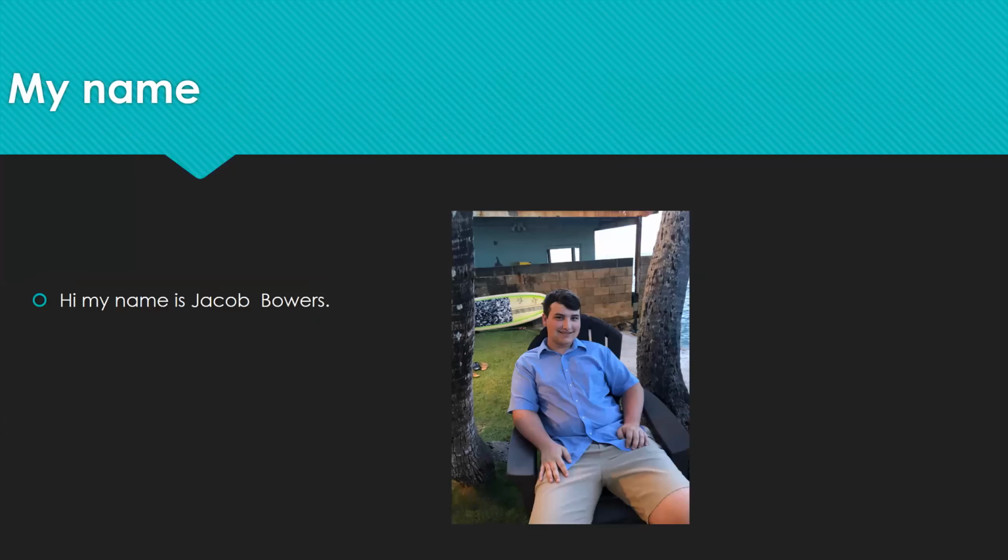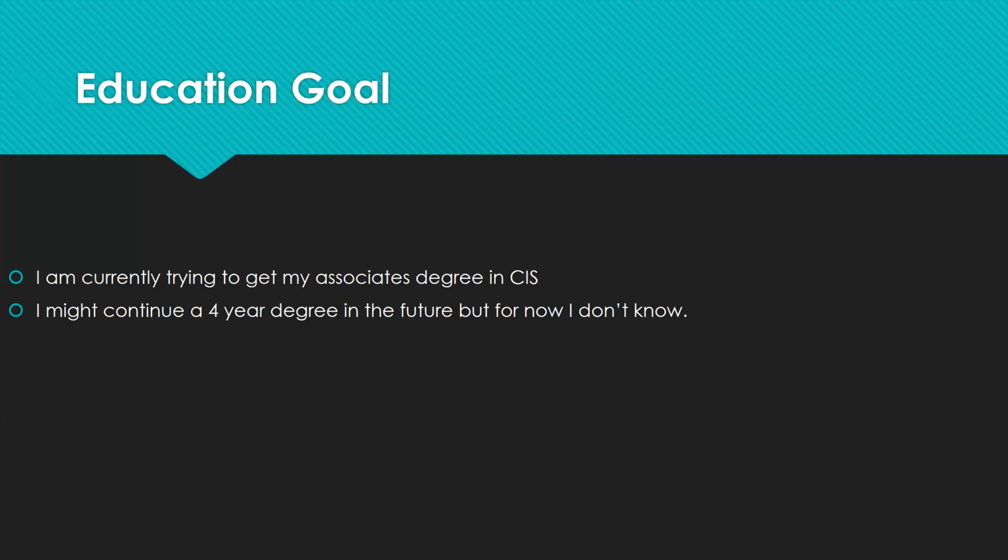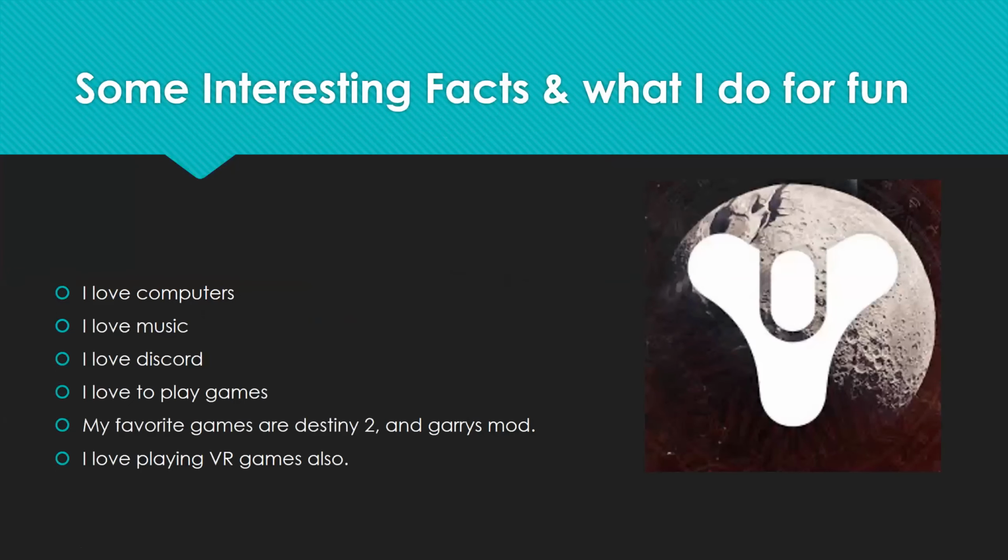This is my presentation. Hi, my name is Jacob Bowers. Education goal, I'm currently trying to get my associate's degree in CIS, Computer Information Science. I might continue a 4-year degree in the future, but for now I don't know. Some interesting facts on what I do for fun is I love computers, I love building them, I love music, I love Discord, I have a Discord server, I love to play games on my free time a lot. And some of my favorite games are Destiny 2 and Garry's Mod, and I love playing VR games also. And yeah, that's about it. Give him a hand, yay!